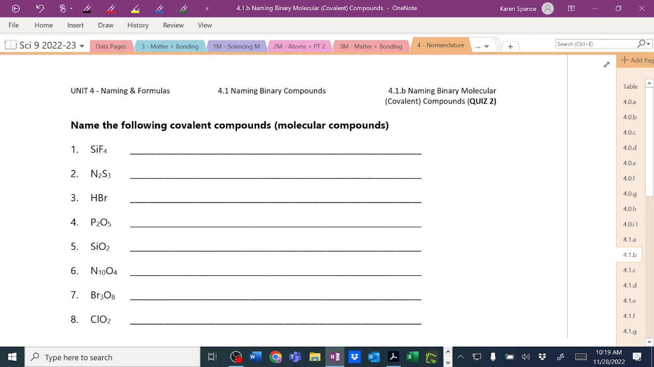Hyan. So we don't put mono on the first word, but we do have to put it on the second word. And C is carbon, not calcium. That's just a silly one there. Okie dokie. Thank you.